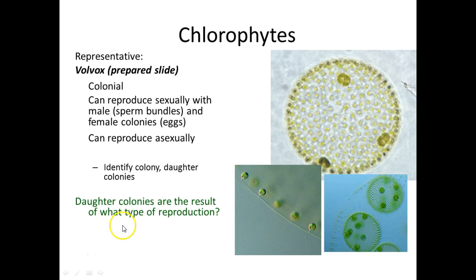So how are these produced? What are daughter colonies? What type of reproduction? Asexual. Right? Asexual reproduction. Where are we on our list? Yeah, asexual. So you notice these questions that we're answering on here? I would highlight them, right? Because these are testable, quizzable questions. Asexual.